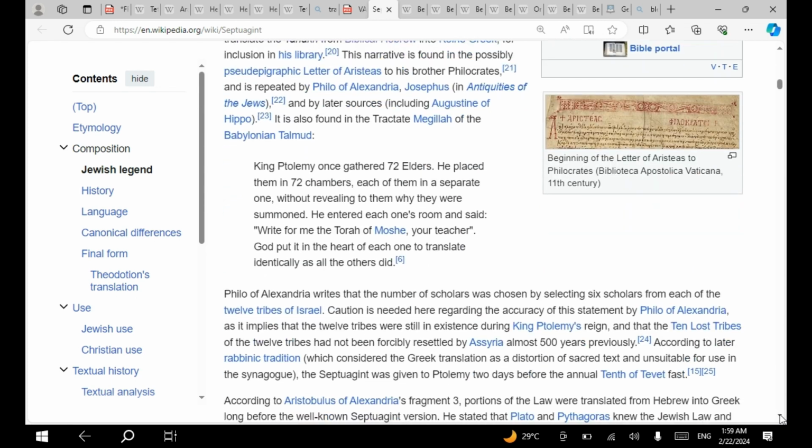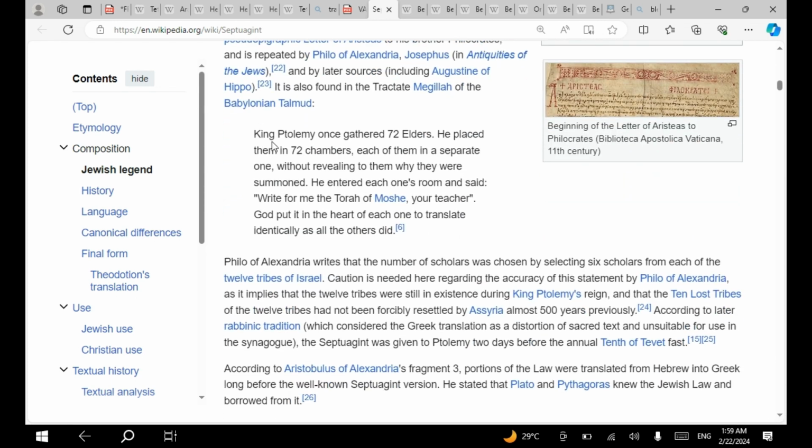Let me read this site for you so that you can know. King Ptolemy once gathered the 72 elders. He placed them in 72 chambers, each of them in a separate one, without revealing to them where they were. He entered each one's room and said, "Write for me the Torah of Moses." They say, "Moses, your teacher." Samandra put in the heart of each one to translate identically as one. You see, SO-NINI did this purposely for this day. That's why you see that the King James Version is so accurate.